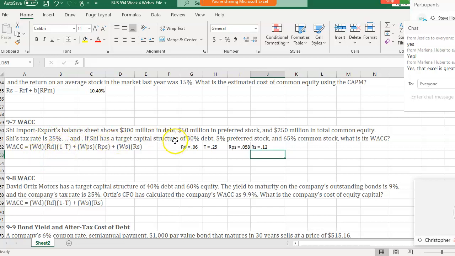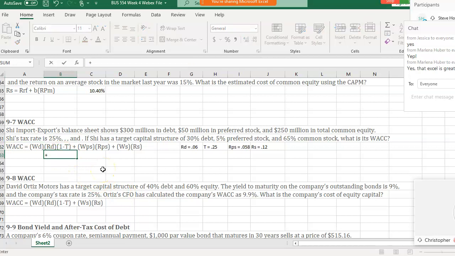So I've got my weightings. I used the target structure. I used the 30, the 5, and the 65. So it doesn't matter what's currently in there now. The 300, the 50, and the 250, kind of irrelevant. I really focus on what the desired structure is. And that goes into my calculation for my weightings. That's really what I want to use. Okay. So I'm going to do each section by itself.